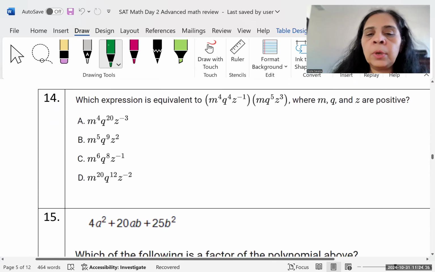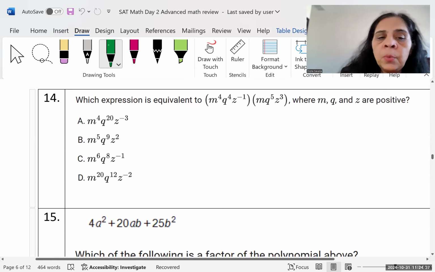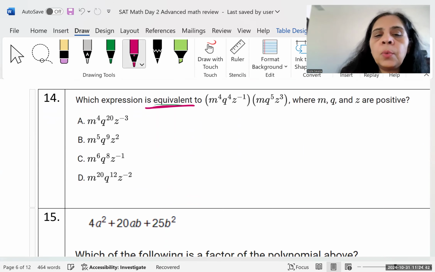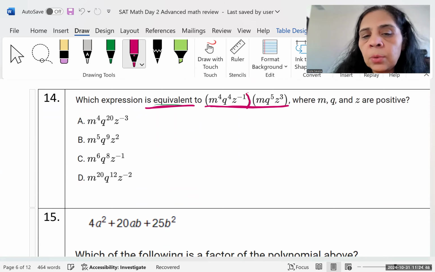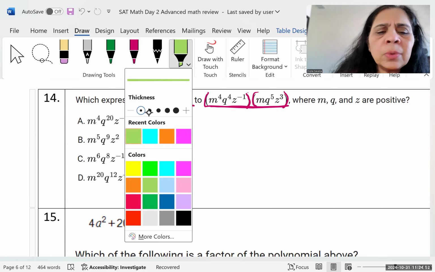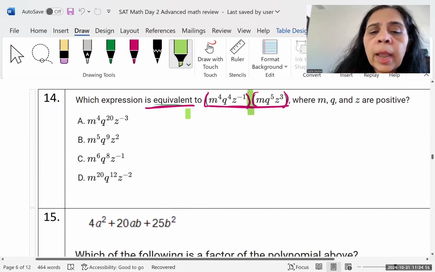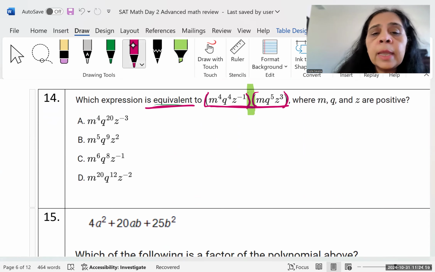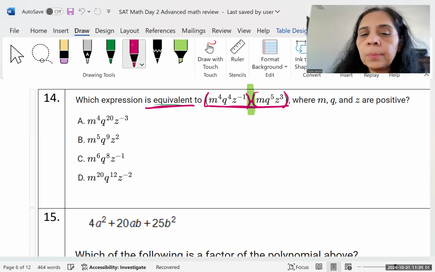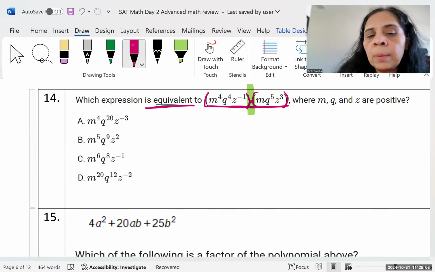All right, number 14. Which expression, that's the keyword, equivalent. Which expressions are equivalent? So you just simplify whatever you need to. Here we can see we have two parentheses. Right here, most students, they get confused. They say, what do we need to do? I can check here in between two parentheses, we don't have any sign. That means you are multiplying, right? So you have m to the 4th power. Here is 1 power, right?